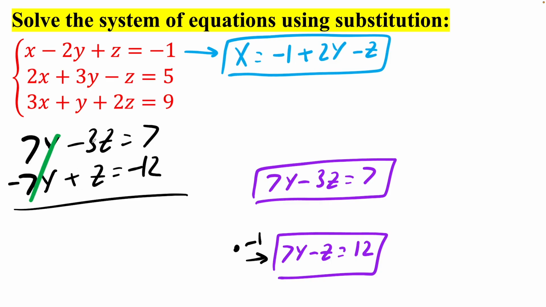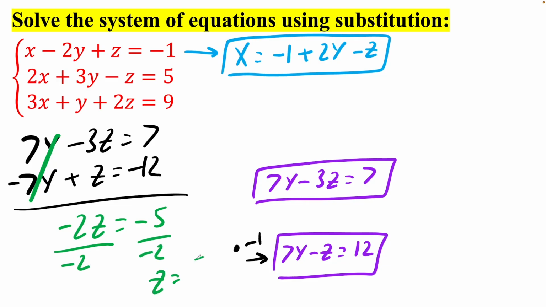This cancels out. -3z plus z is -2z is equal to 7 minus 12. We're going to go ahead and get -5. Divide by -2, divide by -2, and so z is equal to 5/2. And we can go ahead and box in this as our final answer for z.